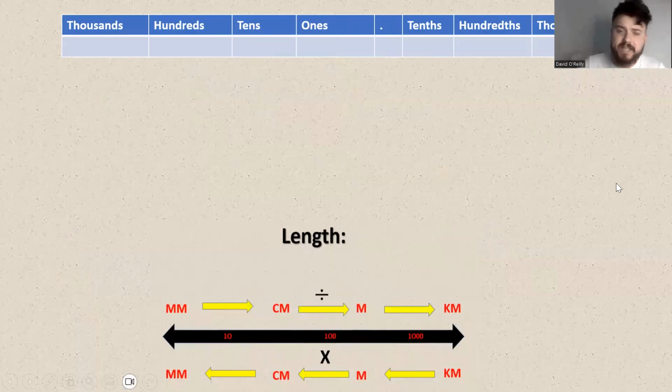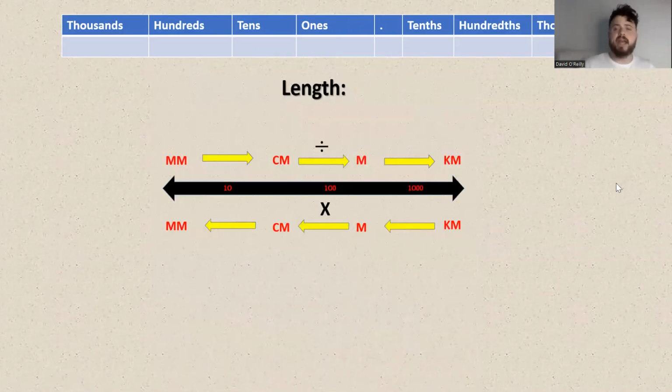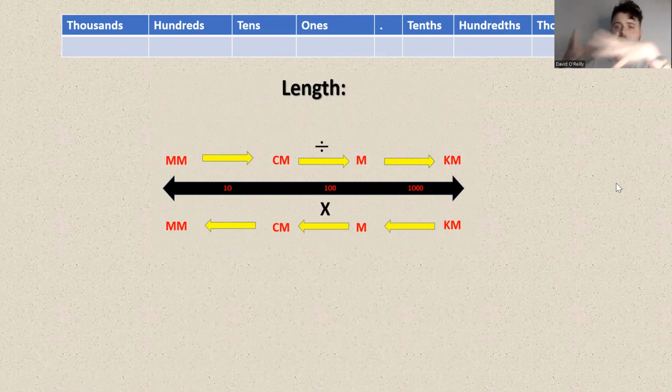So this is what we call a conversion table. And this is how we get from different units of measurement. In other words, if you're asked to change or convert between, I don't know, 50 centimeters into meters, we can use this table to do that. How does it work? It looks daunting, it looks confusing, but it's not, I promise you.